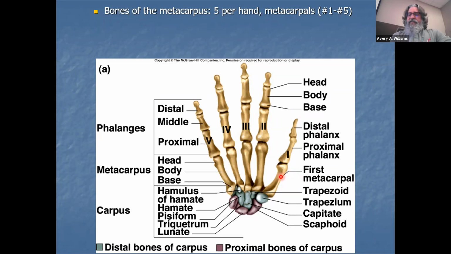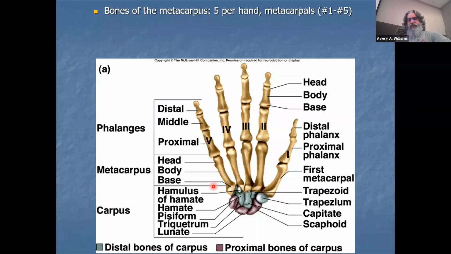And the metacarpals are also numbered, and of course the number is associated with the digit number. So this first metacarpal is metacarpal number 1, metacarpal number 2, 3, 4, and 5. That's it. Pretty easy. Okay. And the bones of the fingers, or the phalanges, are done the exact same way.